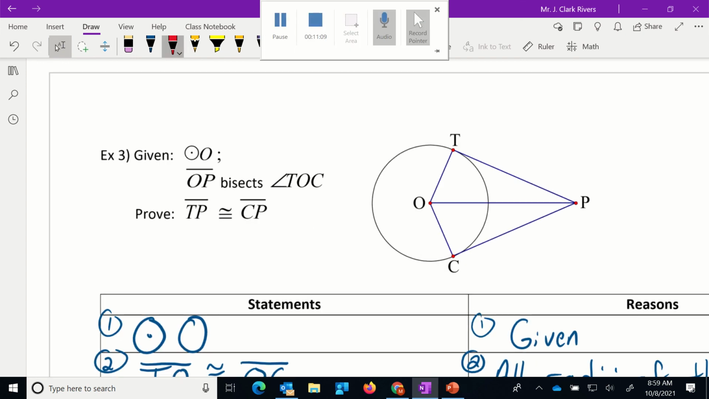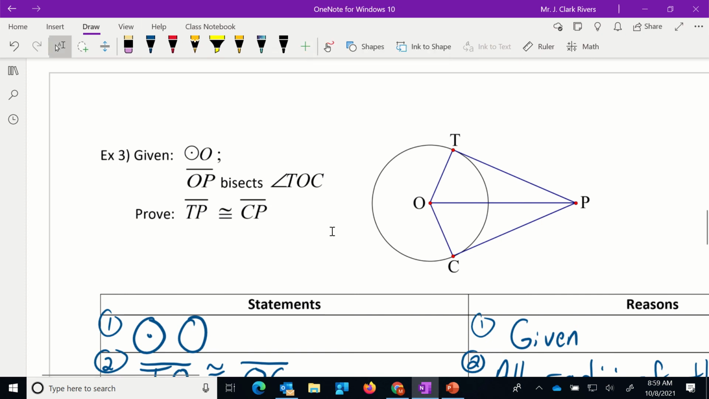Here's the approach I think you should take to a problem like this. We have circle O, and I'm trying to prove that TP is congruent to CP. So let's first mark up everything we know and why we know it. We know that TO has to be congruent to OC. We already talked about this because all radii of the same circle are congruent. We know that OP, here is OP, bisects angle TOC.